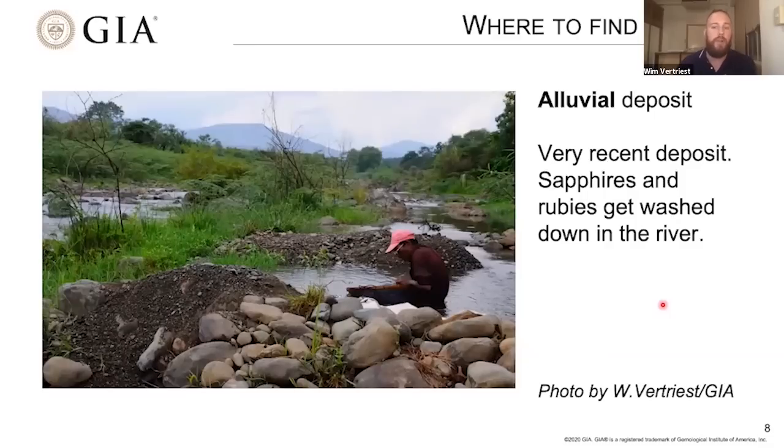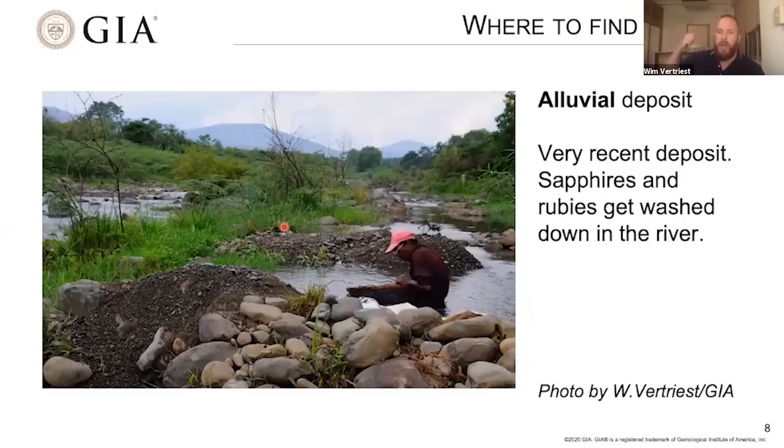And this is an example of one of those secondary deposits related to a river. This is a very recent deposit in Pailin, Cambodia, where rubies and sapphires get washed down from the river. So the river comes from the Cardamom Mountains that you see in the back here. And every year in the rainy season, this entire area floods and brings in new gravel.